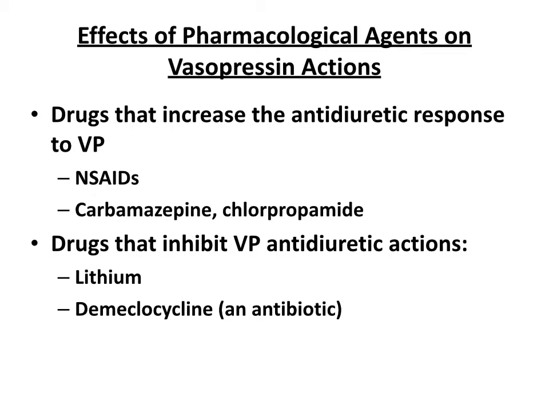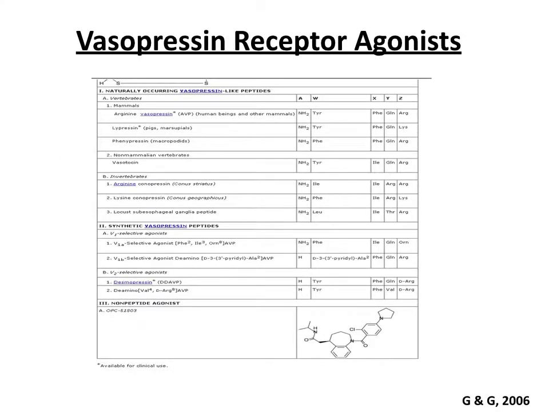Drugs that inhibit vasopressin antidiuretic actions include lithium and demeclocycline, an antibiotic. Essentially, if somebody's taking lots of these drugs, you can alter the way their kidneys are functioning, and essentially how much they urinate, that sort of thing. Okay, this slide, you don't have to go through it. It just shows some different vasopressin analogs and vasopressin-like peptides that are out there. I just want you to know the big classes at this point.